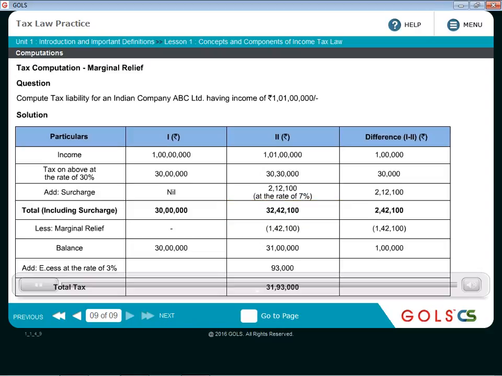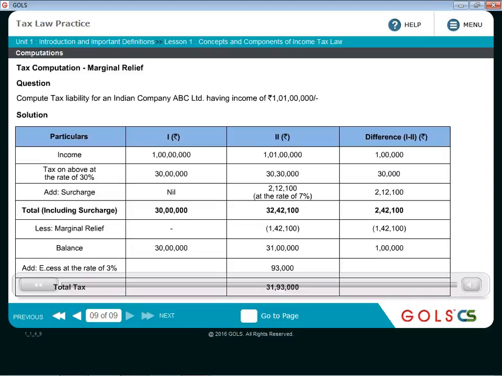Now if we compare the first case and this case, there is an additional income of rupees only 1 lakh. As you can see, the difference is just rupees 1 lakh. That is additional income of 1 lakh.